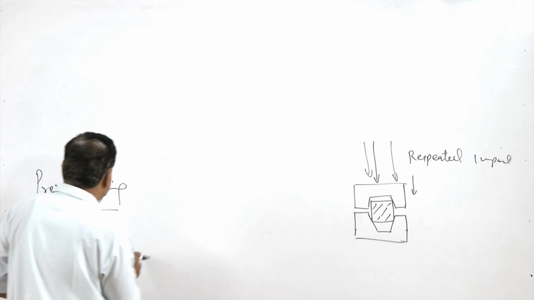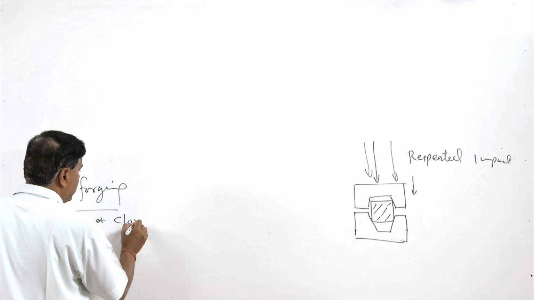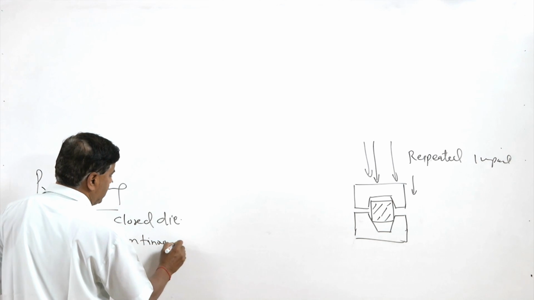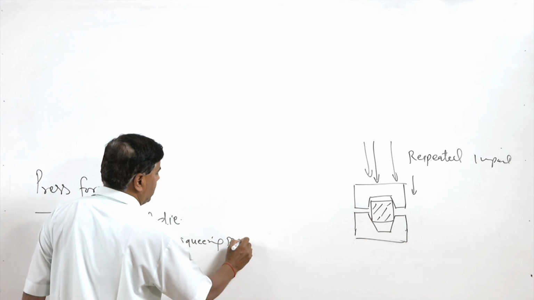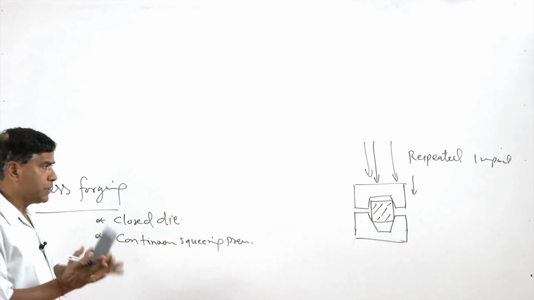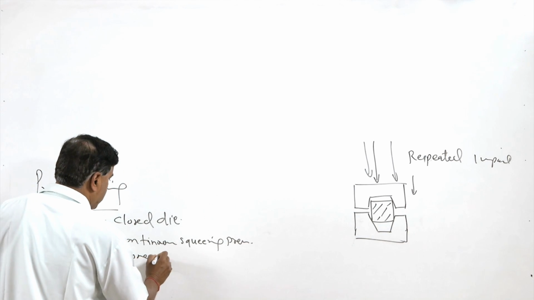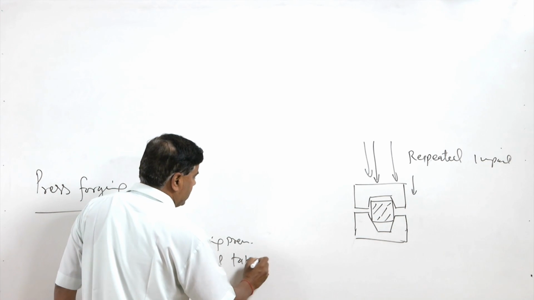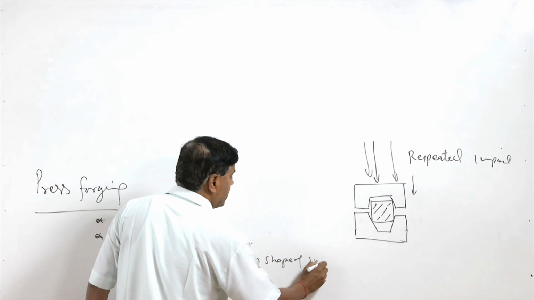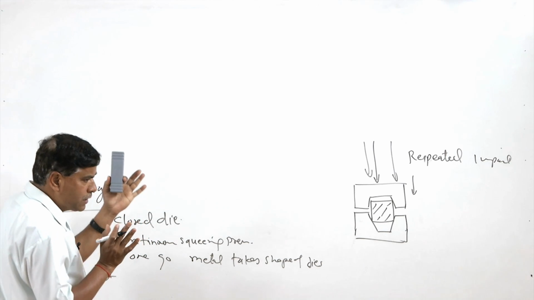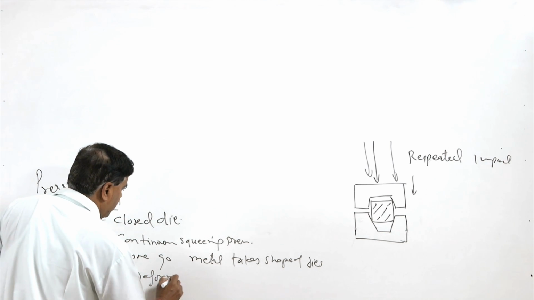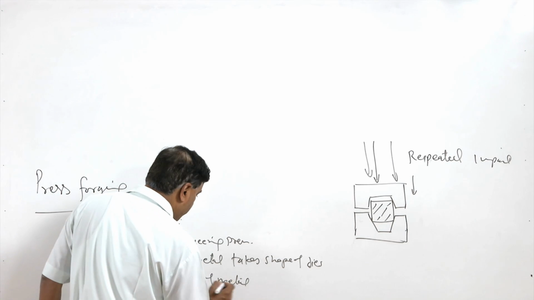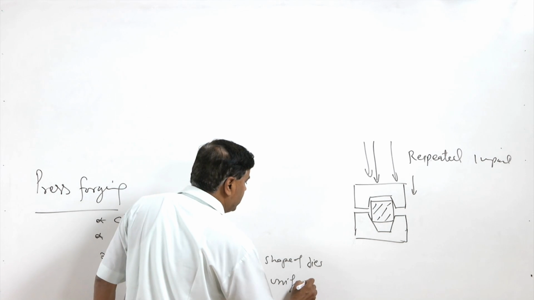Here in this case, the important features are that it uses closed dies and continuous squeezing pressure, and when the continuous pressure is used in one go, the metal takes the shape of the dies on closure, and during the squeezing action the deformation of the metal is uniform through the thickness or throughout the depth.